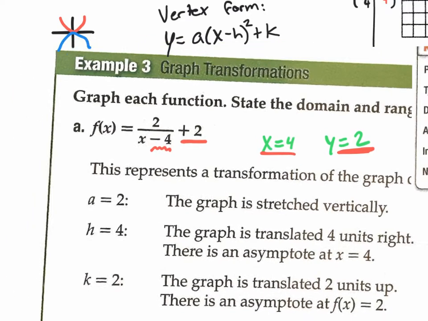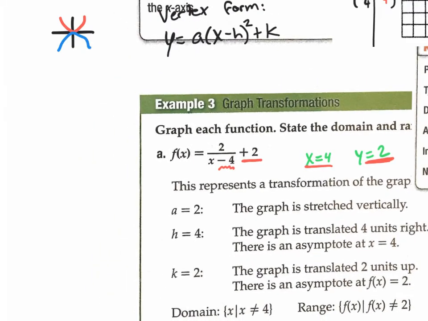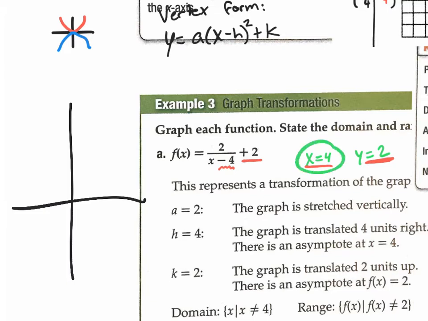Now, just by knowing that, guys, you could actually go to an xy plane. That's a disgusting xy plane, I apologize. But imagine this. Go to the x value of 4, 1, 2, 3, 4. That will be your vertical asymptote, okay? And let's go now to the y value of 2, 1, 2. And this will be your horizontal asymptote, okay?